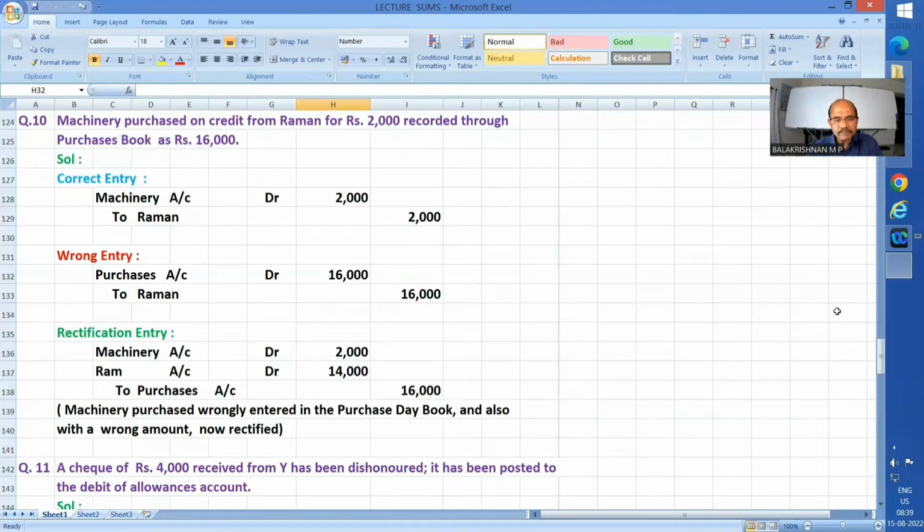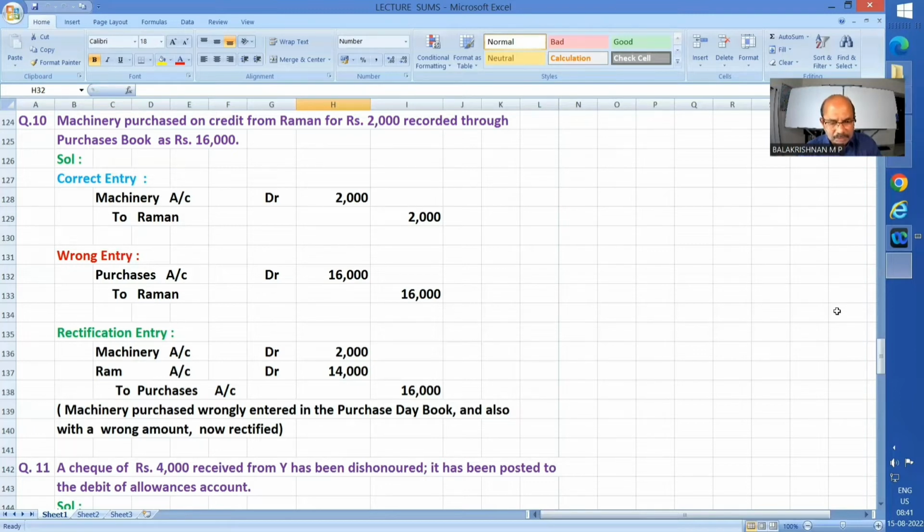Machinery purchased on credit from Raman for rupees 2,000 recorded through the purchase book as rupees 16,000. Two mistakes. An asset purchase should not be entered in the day book. I already explained to you. And next, instead of 2,000, you have shown the amount as 16,000. So what would have been the correct entry? Machinery account debtor to Raman, 2,000. You are an expert by this time. Machinery is to be essentially debited with 2,000. So machinery account debtor, 2,000.